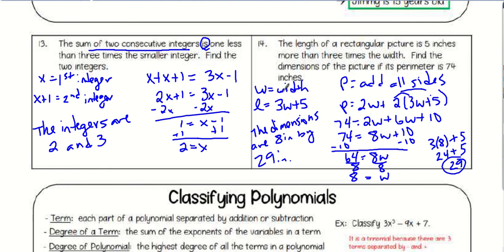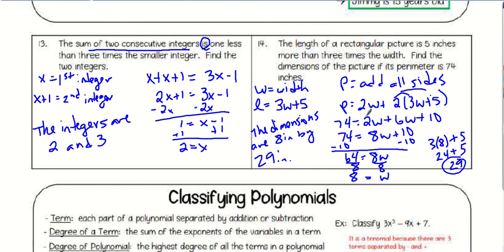So to get there, W, once again, is the width. Five inches more than means the plus 5 goes at the end. 3 times the width, so 3W plus 5. The perimeter is all sides. So either it's W plus the length plus W plus the length, or 2 times the width plus 2 times the length, which is what I chose to do here.